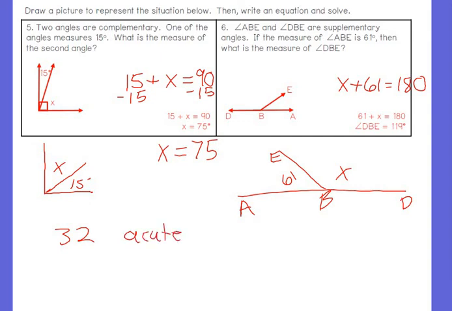Then it says its complementary angle. So I need its partner that would add up to how much? 90. Then it says its supplementary angle. So then I would need its partner that adds up to 180. Okay? I'm not going to do that part for you, but I want to look at the next one.